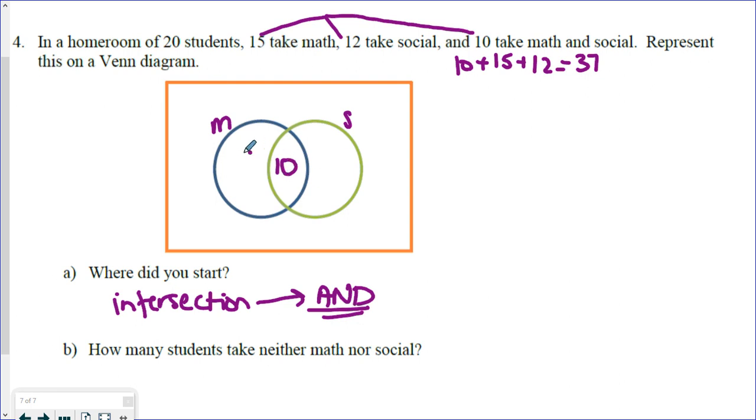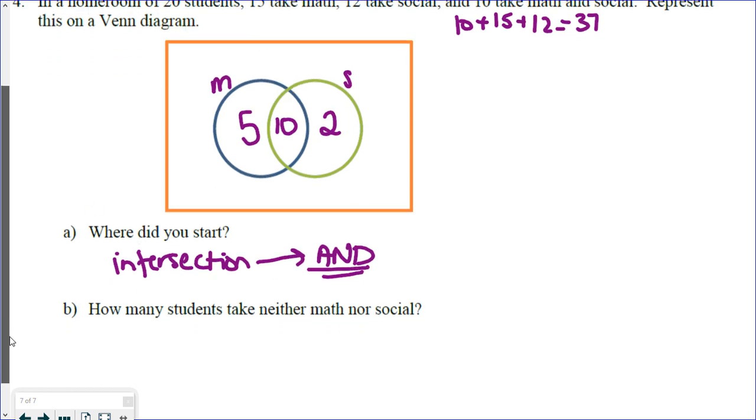So what we actually do is this is a 5, because in our set math, we have 5 that just take math and 10 that take both math and social. On that same idea, we have social here. 12 take social. Well, we've already accounted for 10 of them in the intersection. So there's actually only 2 that are only enrolled in social when we're talking about math and social.